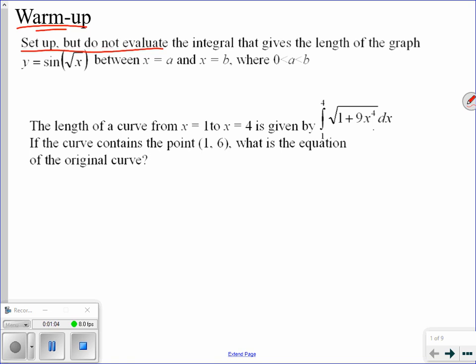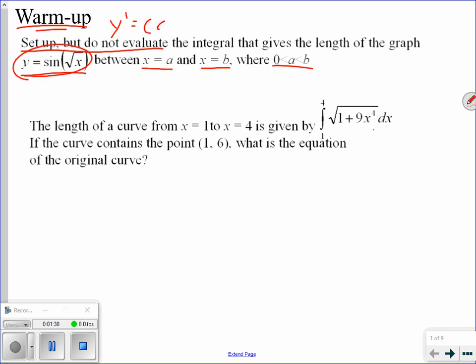Set up but do not evaluate the integral that gives the length of the graph y equals the sine of the square root of x between x equals a and x equals b, where a and b are greater than 0. Well, it's just a formula. Just remember the formula from yesterday. The only thing we really need to do to set this up is find y prime, the derivative of the function we're looking at.